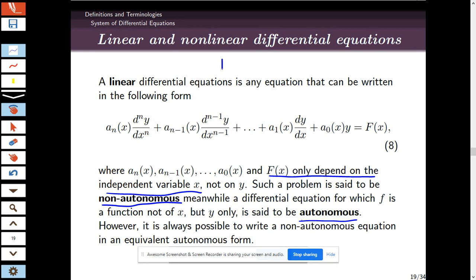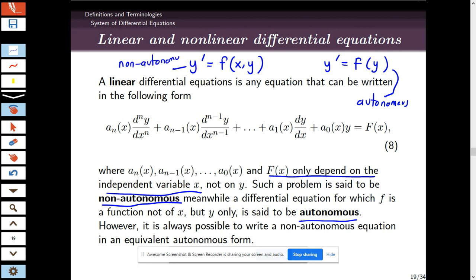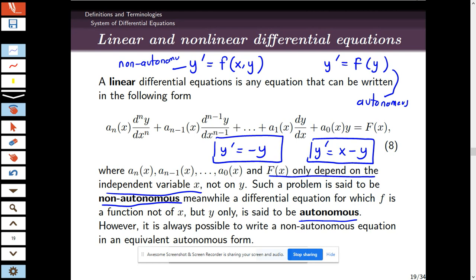So meaning, okay, listen. We have y' = f(x, y). We have y' = f(y). When we have this one, we call it autonomous. When we have this one, non-autonomous. So sometimes in your problem, you have something like this: y' = -y. It's just like that. So this is autonomous. Sometimes you can have a problem like this: y' = x - y. You have non-autonomous. Did you get the idea?